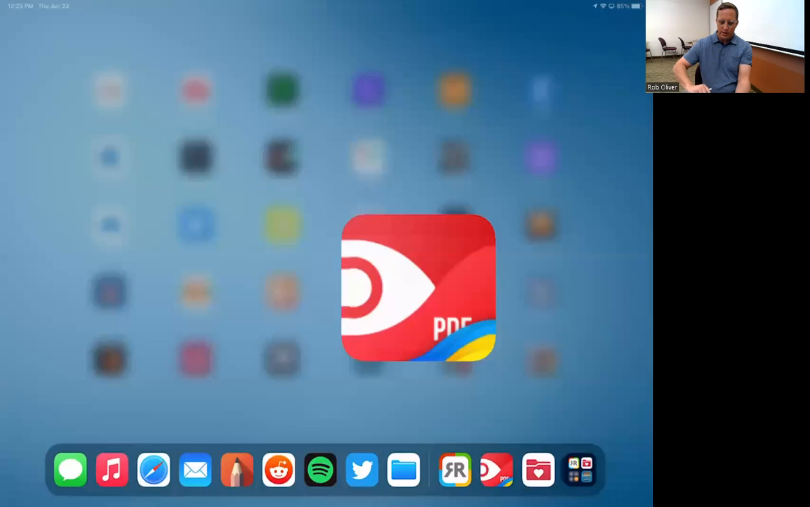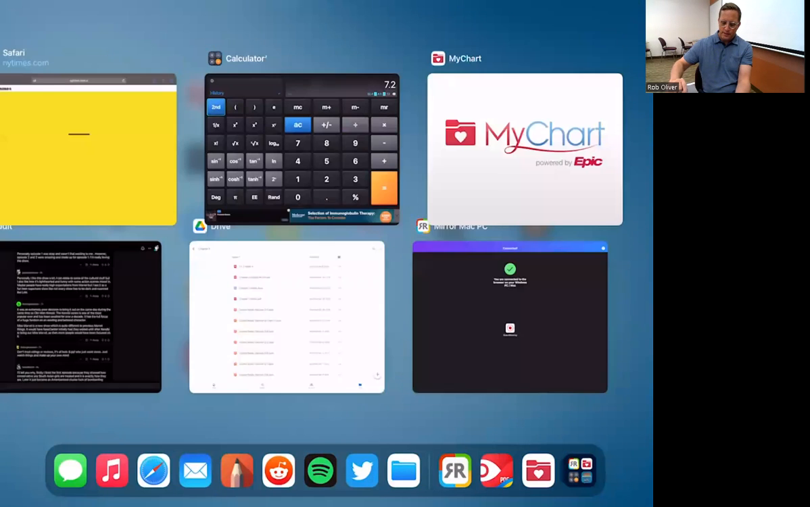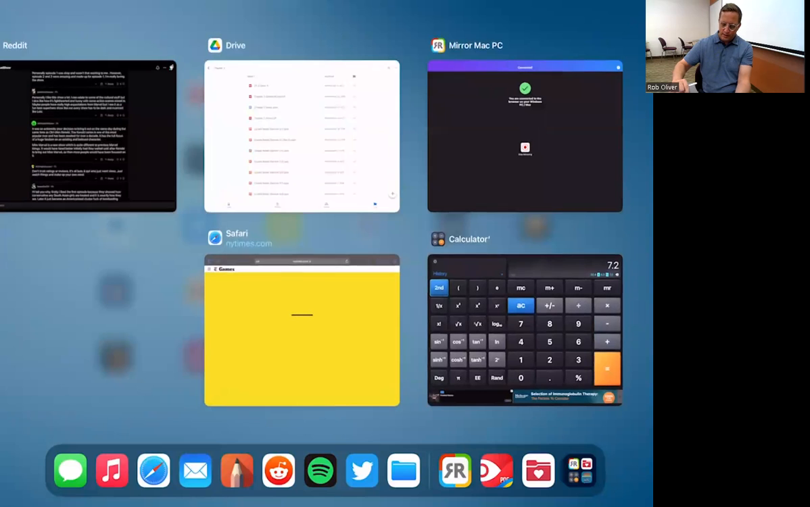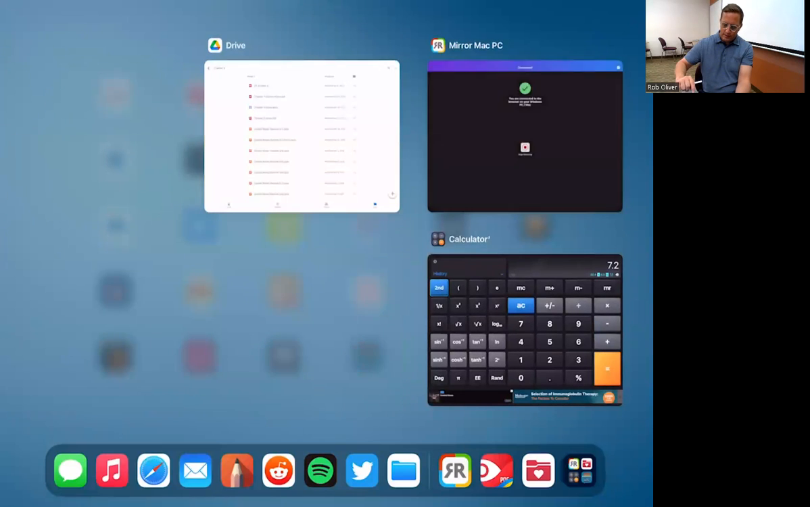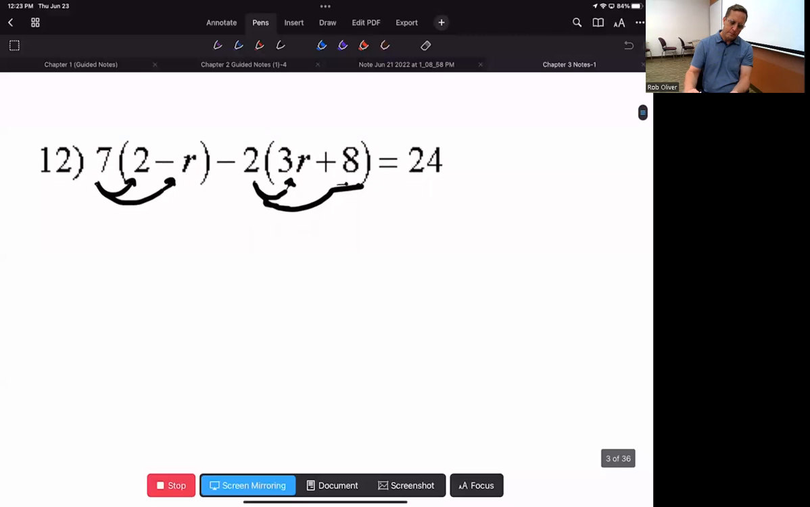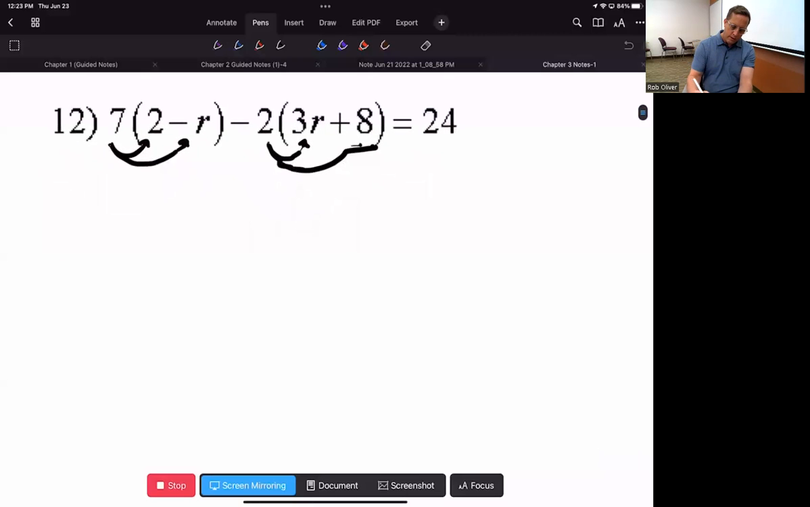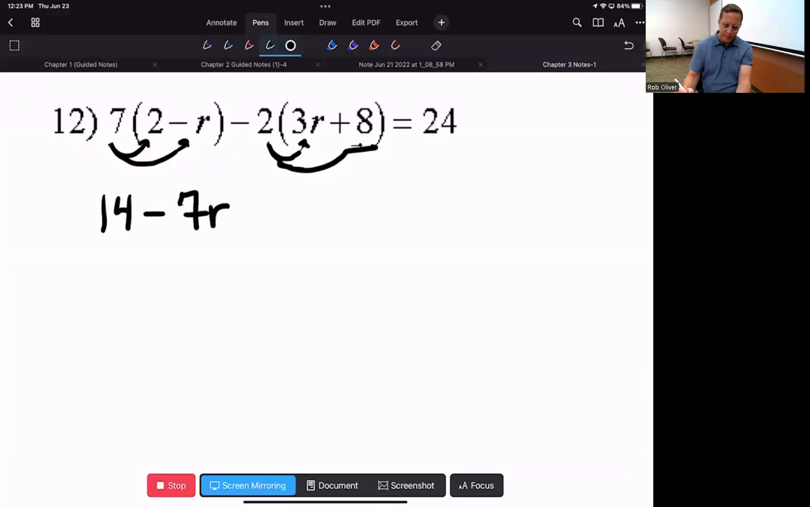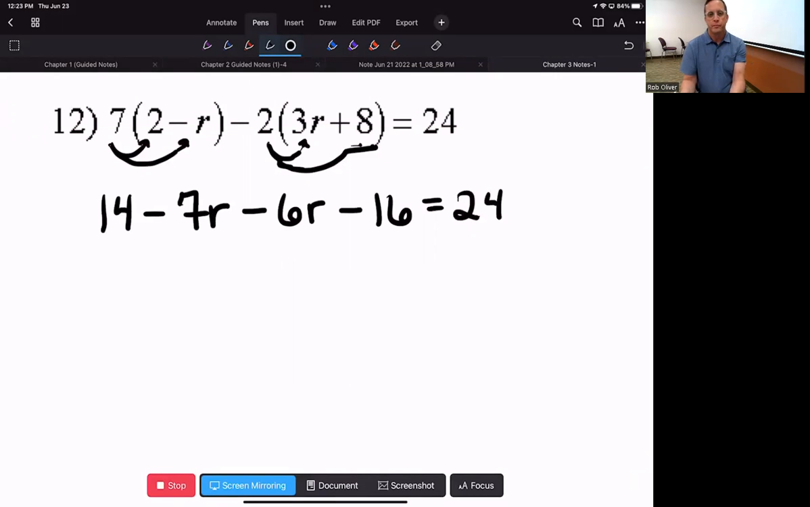Let's do this for a second. Let's go ahead and do that. So 7 times 2 is 14. 7 times r is 7r. So minus 7r minus 6r minus 16 equals 24.